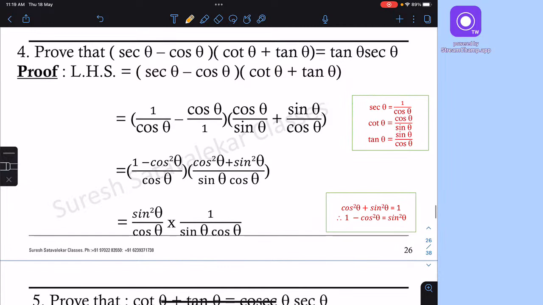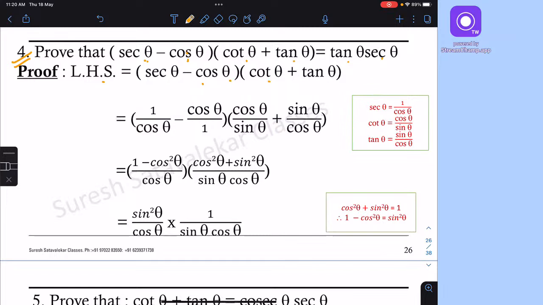Then from the same question, sub-question number 4, prove that sec theta minus cos theta multiplied by cot theta plus tan theta is equal to tan theta into sec theta. Now here I am starting from the left hand side. Left hand side is equal to sec theta minus cos theta into cot theta plus tan theta.